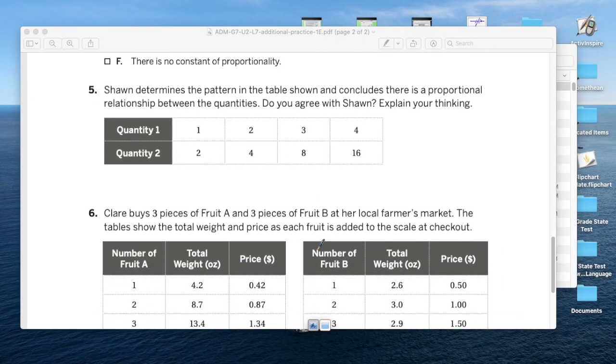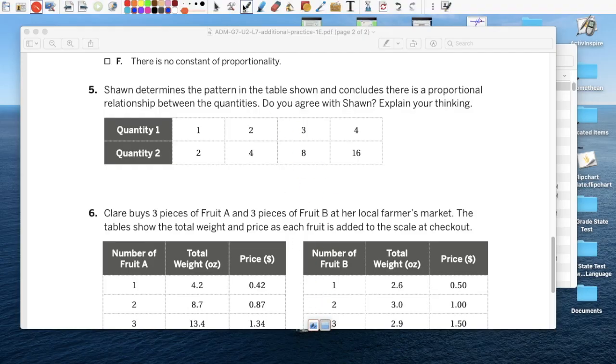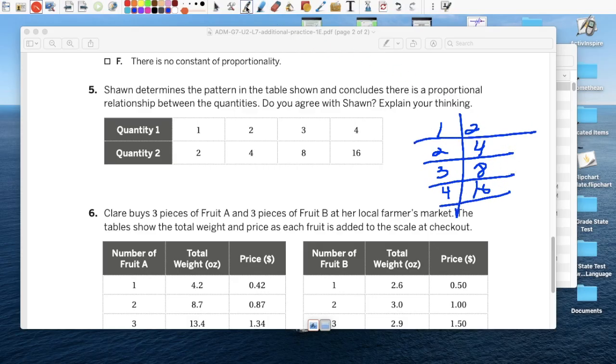Five. Sean determines the pattern in the table shown and concludes there's a proportional relationship between the quantities. Do you agree with Sean? Explain your thinking. All right. So if you don't like it that way, you can write it this way: 1, 2, 2, 4, 3, 8, 4, 16. If you want to look at the table this way, you may. All right. So is this table a proportional relationship?